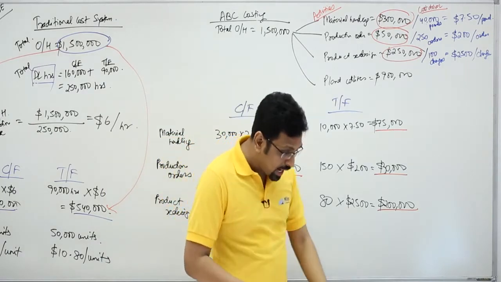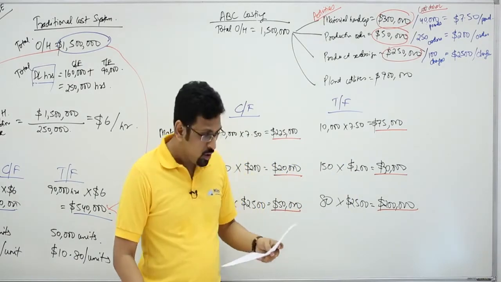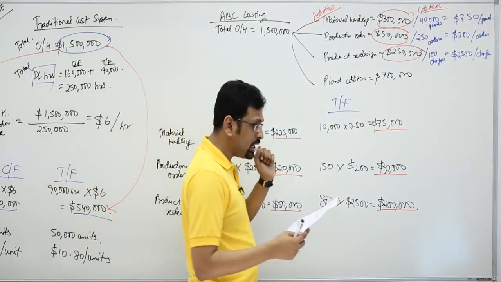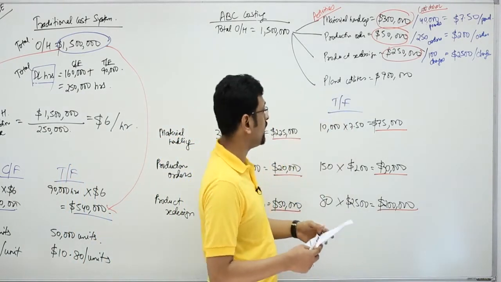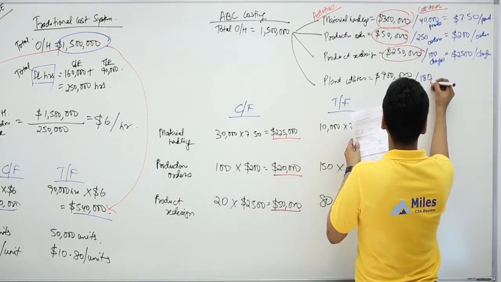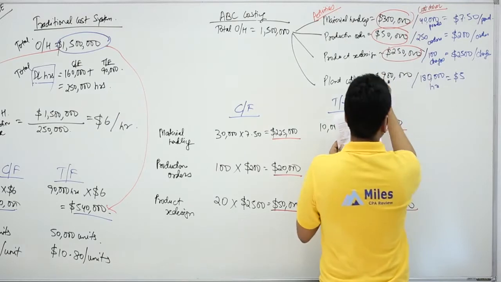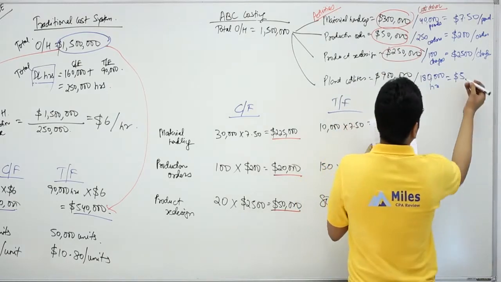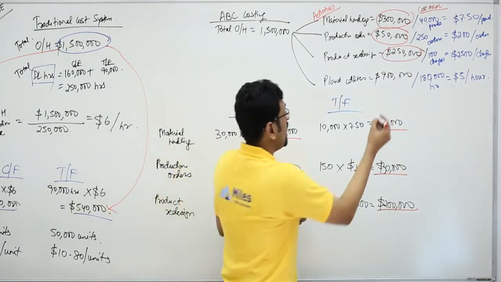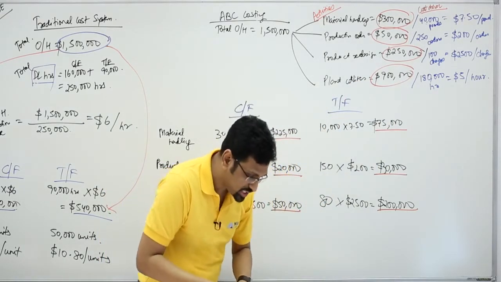Now let's look at the fourth activity center here, plant utilities, $900,000. We're going to allocate plant utilities using machine hours as our cost driver. So we have 100,000 machine hours being used by the ceiling fan product line and 80,000 machine hours being used by the table fan product line. So $900,000 divided by 180,000 hours calculates to $5 of plant utilities applied for every machine hour, $5 per hour.